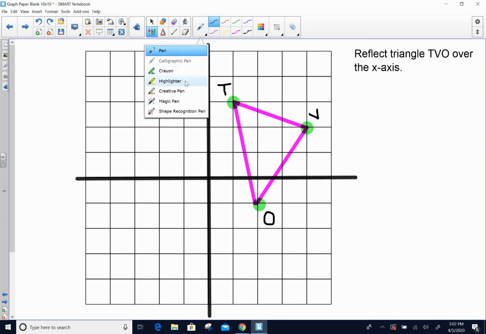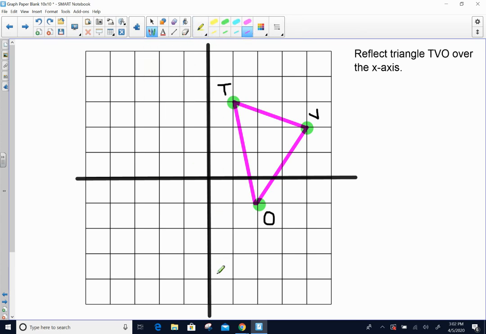We're going to do the same way, right? But instead of looking at the Y-axis, we're going to look at the X-axis. So let's start with T. T, we want to see how far away it is from the X-axis. So if I look, it's 1, 2, 3 spaces away from the X-axis. I'm going to go back to my X-axis, and I'm going to count 3 the other direction. 1, 2, 3. So this is T prime.